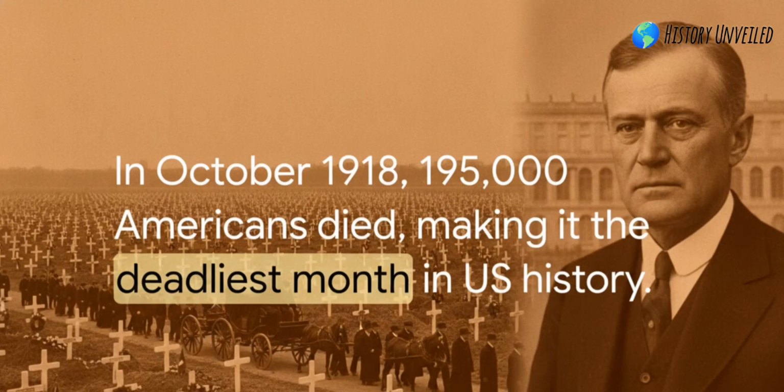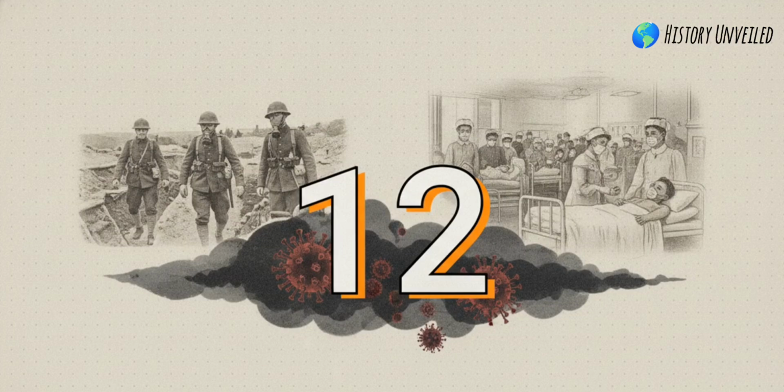The absolute peak of this horror hit in October of 1918. Nearly 200,000 Americans perished in a single month. That officially makes it the deadliest month in recorded US history. The reach of this virus was just absolute. I mean, even President Woodrow Wilson wasn't spared. He collapsed right at the Versailles Peace Conference with flu-like symptoms, exactly when the global death toll was reaching unprecedented heights. When you combine the forces of a global mechanized war and an unstoppable plague, the statistical fallout is staggering.